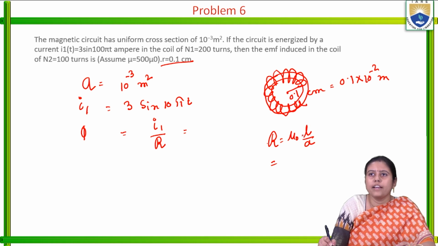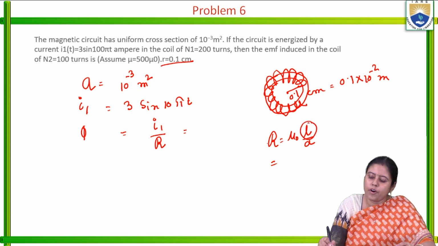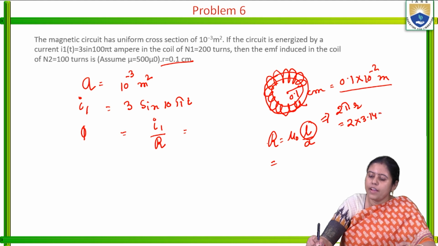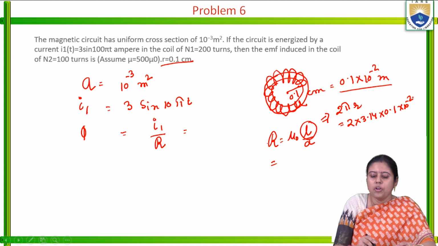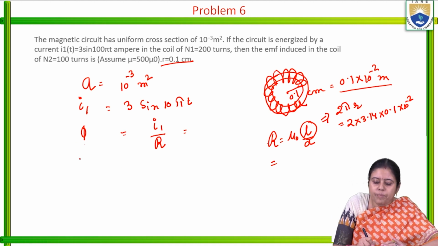L value we can get from the circular path: L is equal to 2 pi R. R is 0.1 into 10 to the power minus 2. So from here we can get the phi value. Then what is EMF? EMF is equal to N d phi by dt.